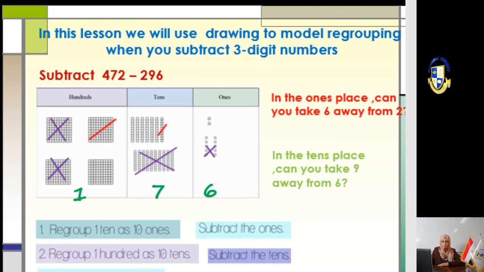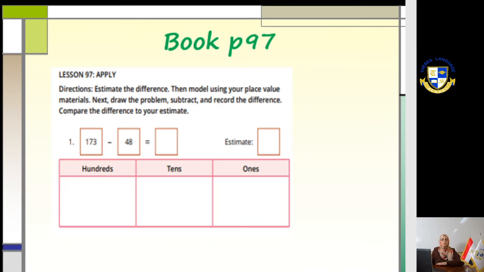Take another example, from your book, page 97. You have 173 minus 48. Let's draw 100. It's a whole block of 100. The tens are 7 and the ones are 3 little ones, minus 48.